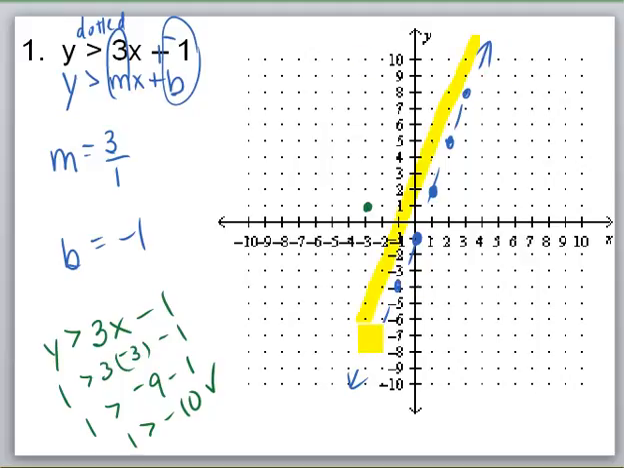I just like to say, well, it's a greater than sign. Okay, so as long as your y is on the left-hand side, you can say, well, it says y is greater than, so it means you'd shade above the line here. This is definitely above the line. This is below the line.